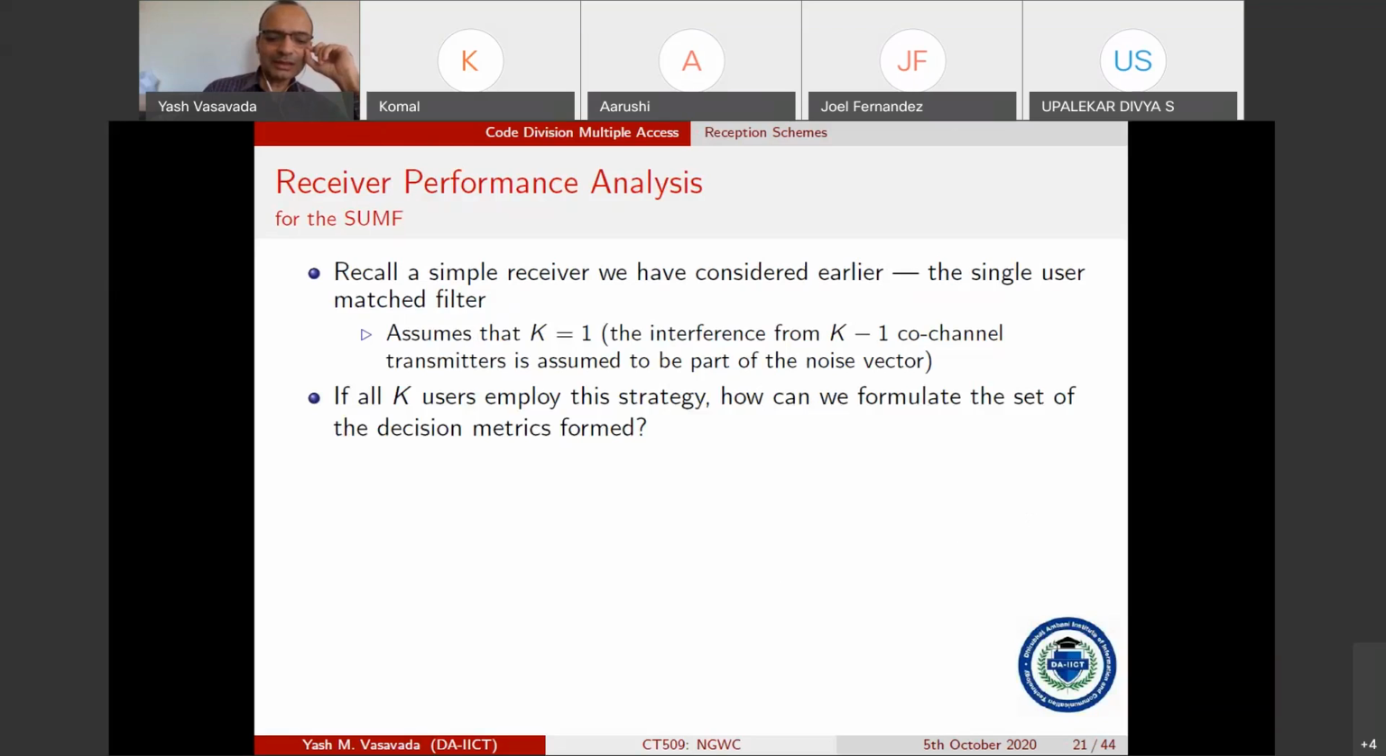Yeah, but theta is now 0, remember? Because each user is doing this correlation with its own signature sequence. So that R will be just 1. Yes, so the division that Divya was talking about is not needed. So what do we get?